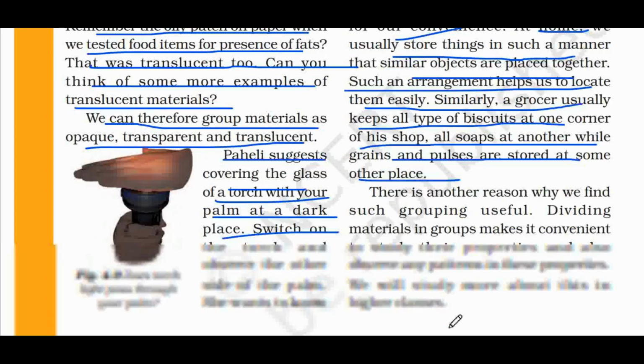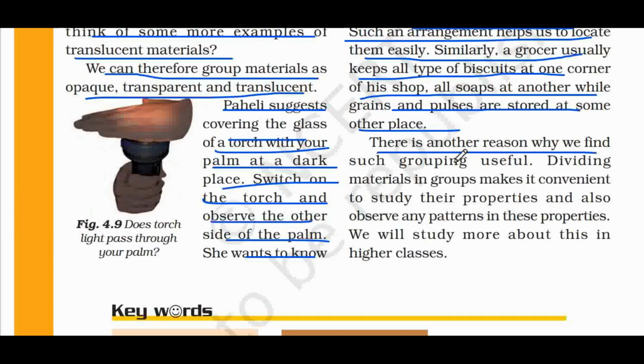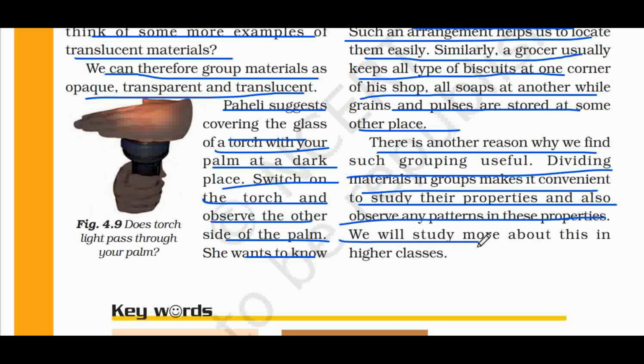There is another reason why we find such grouping useful. Dividing materials in groups makes it convenient to study their properties and also observe any patterns in these properties. We will study more about this in higher classes.